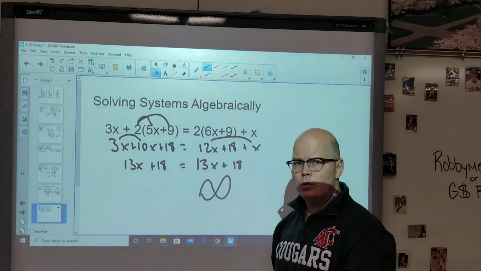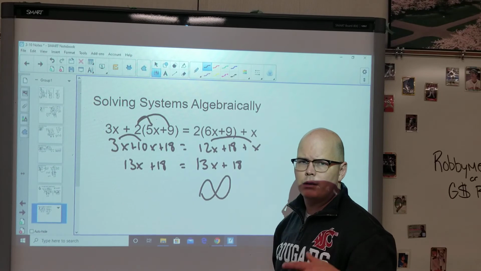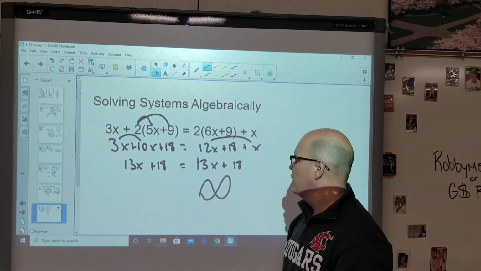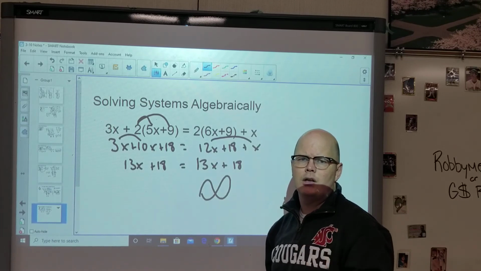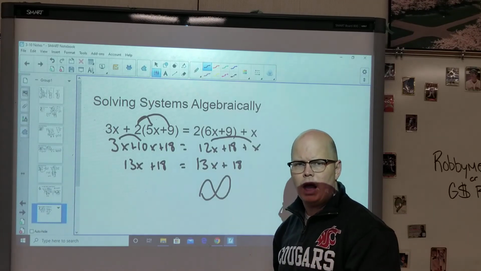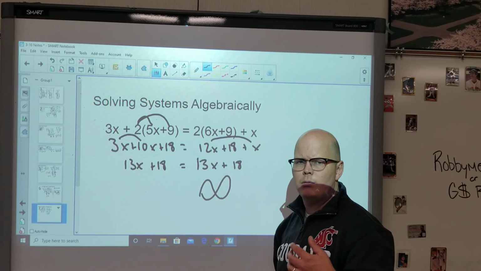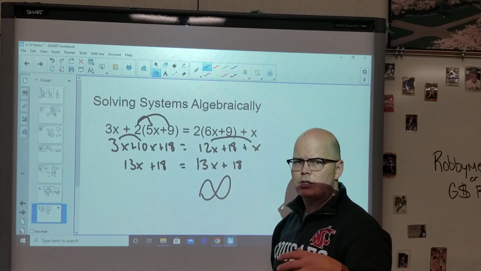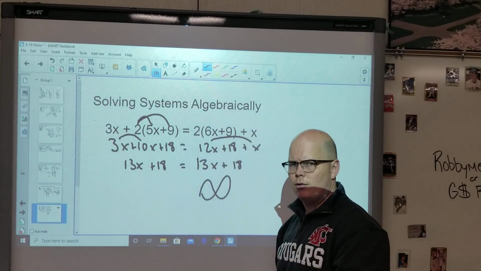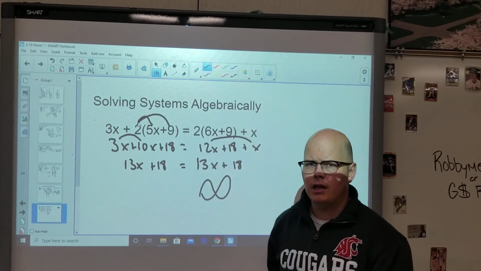Now, if it's no solutions, you'd be in a case where you get something that doesn't make sense at the end. You're going to get like 18 equals 17, or 18 equals 107, or 0 equals 5. And since that's a not true statement, it means there's no solutions. If you're looking at it graphically, the no solution again is the same slope but different y-intercepts. So just remember that terminology and you'll be fine.